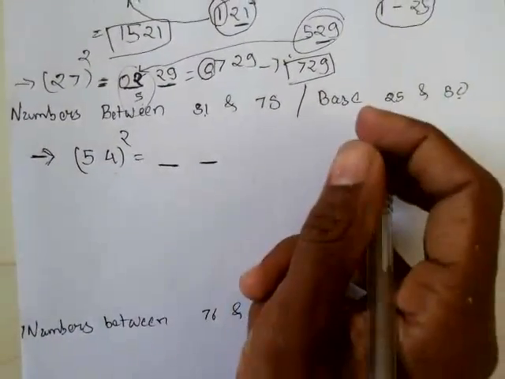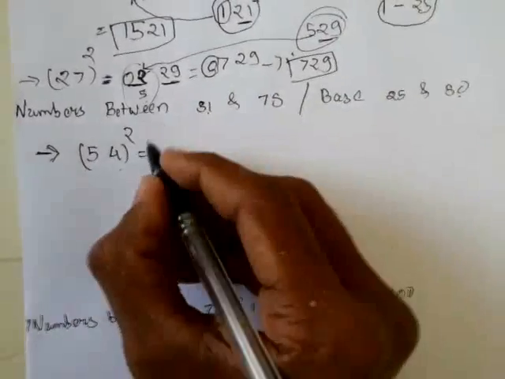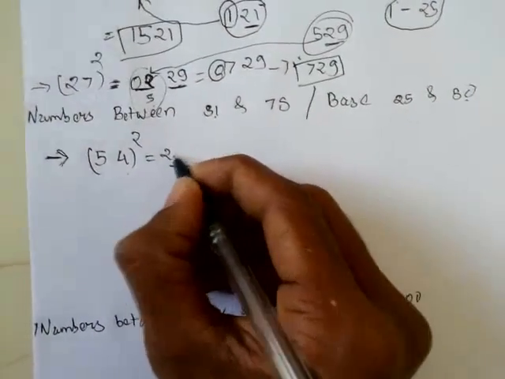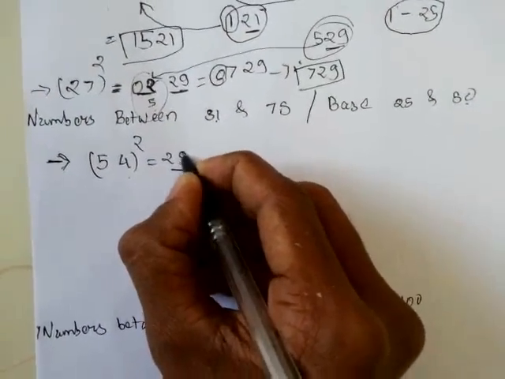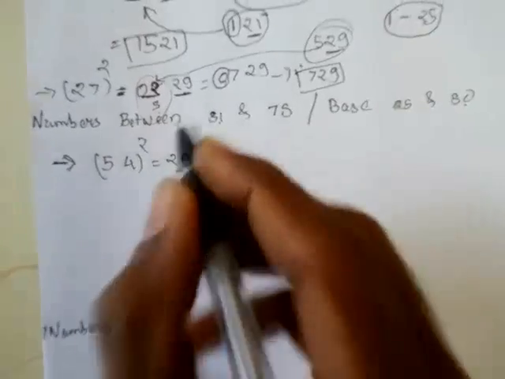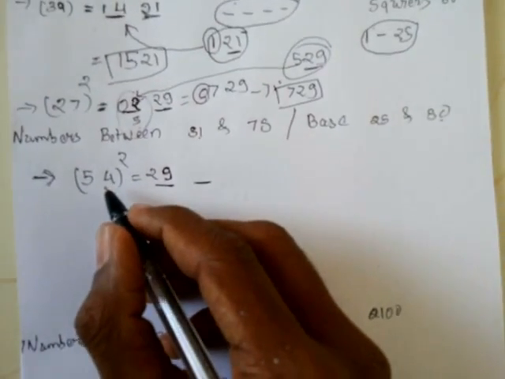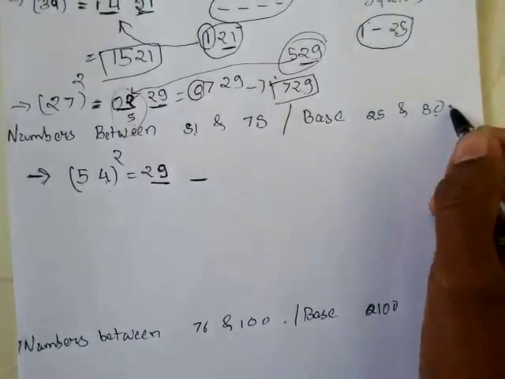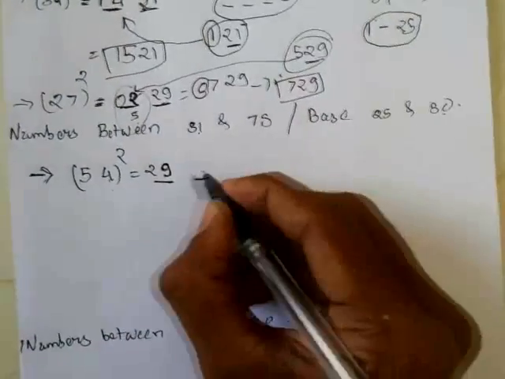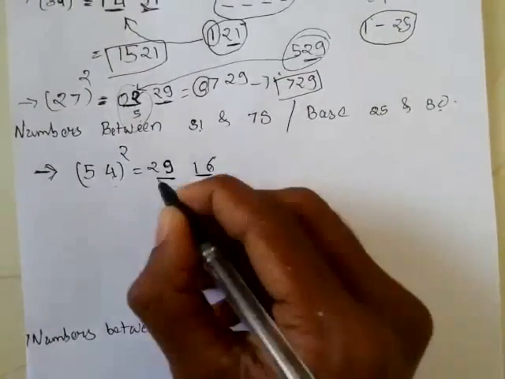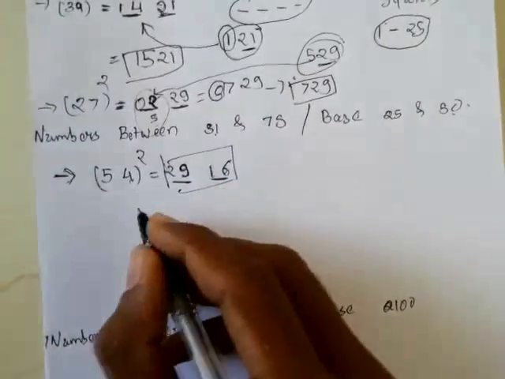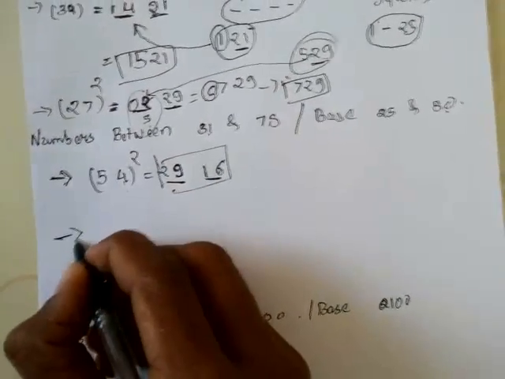So the first step will be the difference between the number and 25. We get 29, correct? And the difference between 54 and 50 is 4, and we need to make a square of 4, which will become 16. So the answer is 2916.